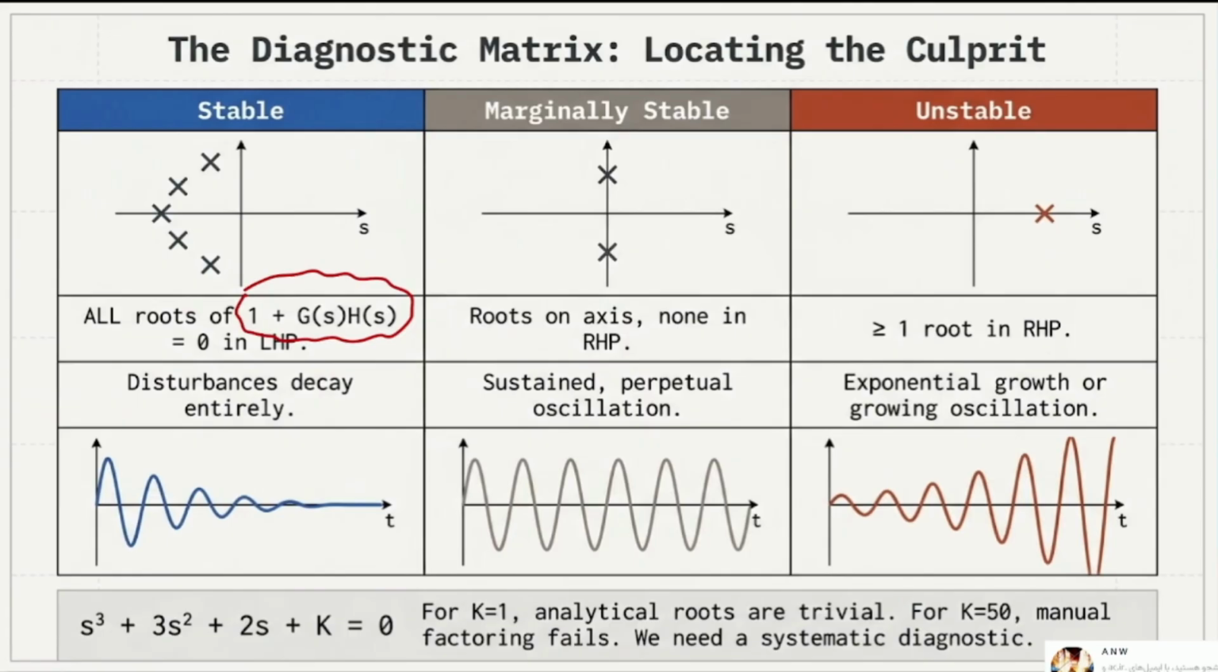Whatever outcome you get is going to be the place of the poles. So you can see all poles are going to be on the left side. It means that your system is going to be stable at the end of the day, and even if you have a disturbance, it is going to vanish. On the other hand, when you have a system where everything is on the y-axis, you have the condition where it's marginally stable.